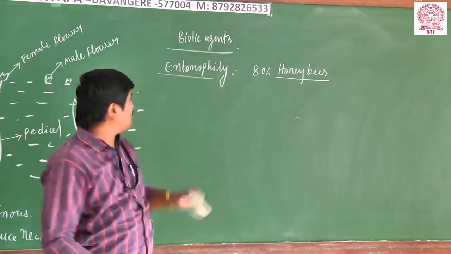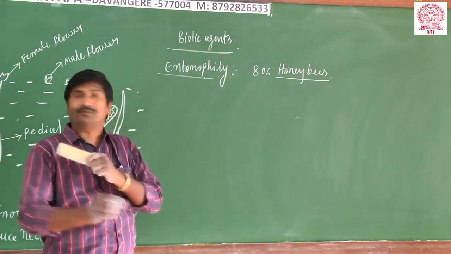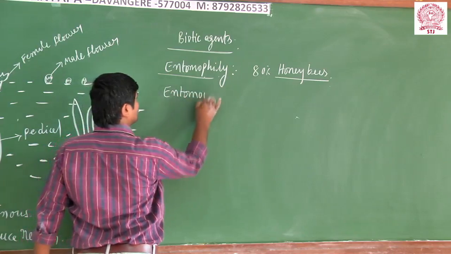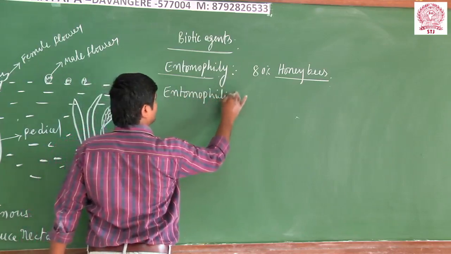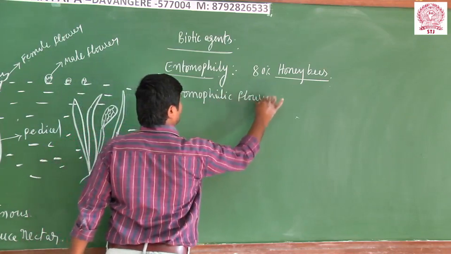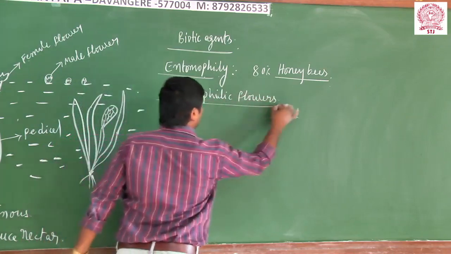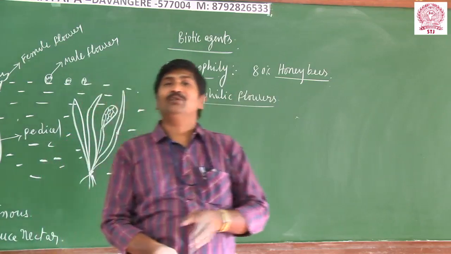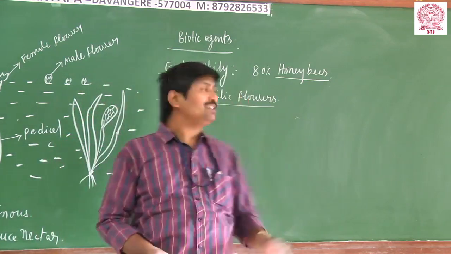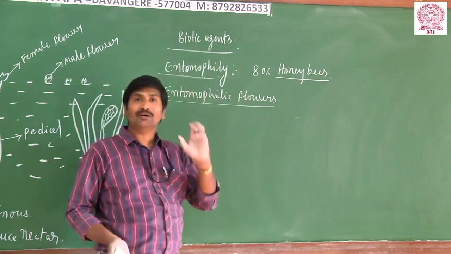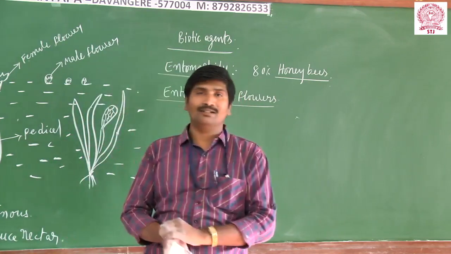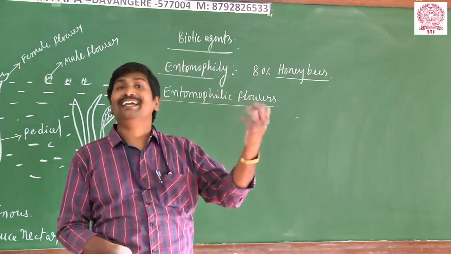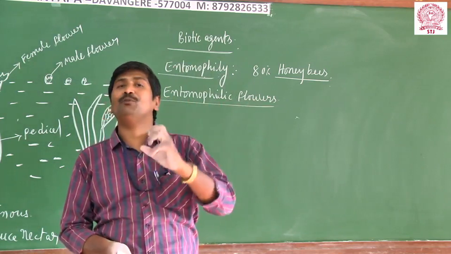What are the characteristics of entomophilic flowers? What are the important colors here? The important characteristics of the entomophilic flower: first, the entomophilic flower is very large in size. Why is the flower very large? Because it attracts the insects. So it is one of the important characters.